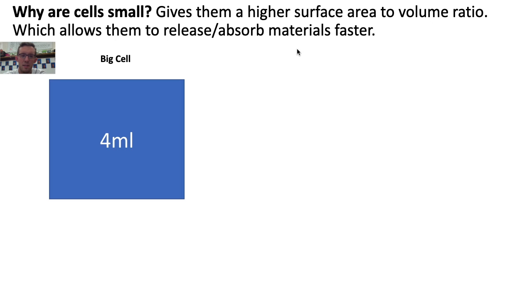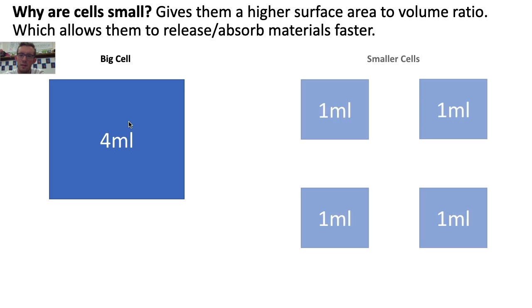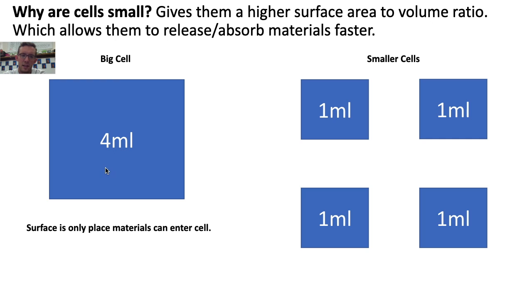This is the reason why cells are so small. Their small size gives them a higher surface area to volume ratio, which lets them absorb and release materials faster. For an example, let's say we had a giant cell compared to 4 smaller cells that add up to the same amount of volume as the big cell. Let's say these cells are thirsty and want to fill themselves up entirely with water. The only place these cells can absorb water is through their surfaces.